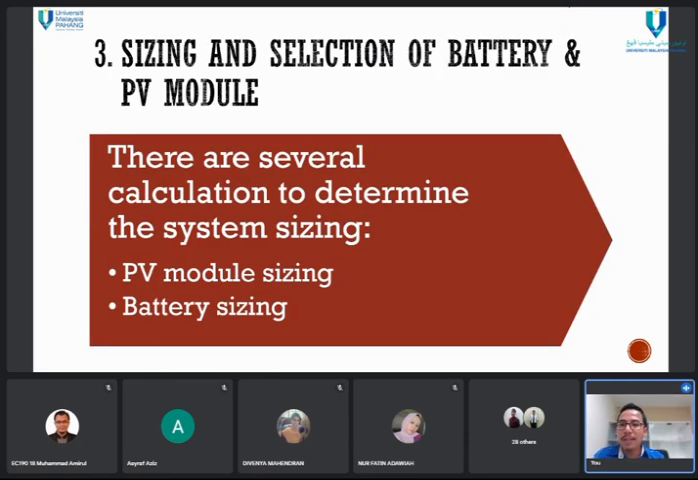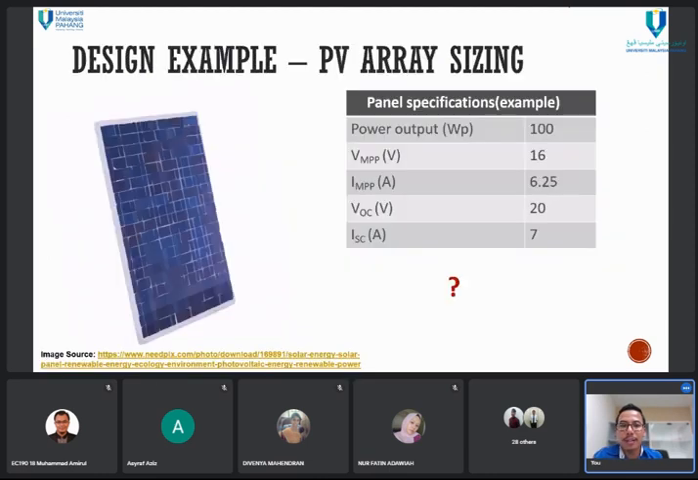Okay, a little more, 30 minutes only. Sizing and selection of battery and PV module, then finish. Solar resources, we have that, and then PV module sizing and the battery sizing. Let's say we have the 100 watt modules. I think this one is poly. Why poly? Because everything's rectangular, no diamond, and it looks bluish. Maybe this is the polycrystalline.